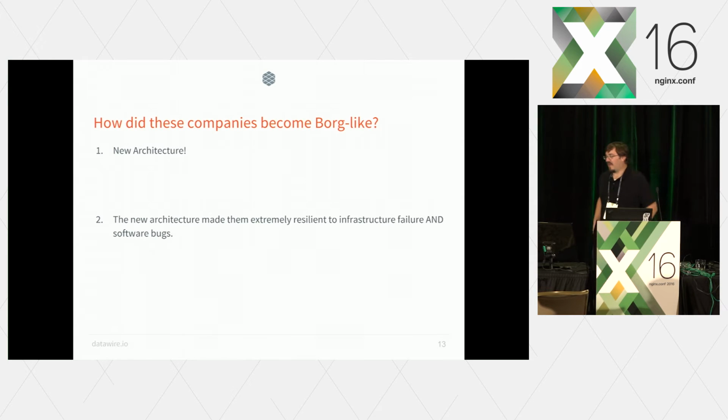So how did these companies actually become Borg-like? Well, they needed to build a new architecture. And the new architecture made them extremely resilient to the two classes of things that we actually run into on a daily basis: infrastructure failures and software bugs.